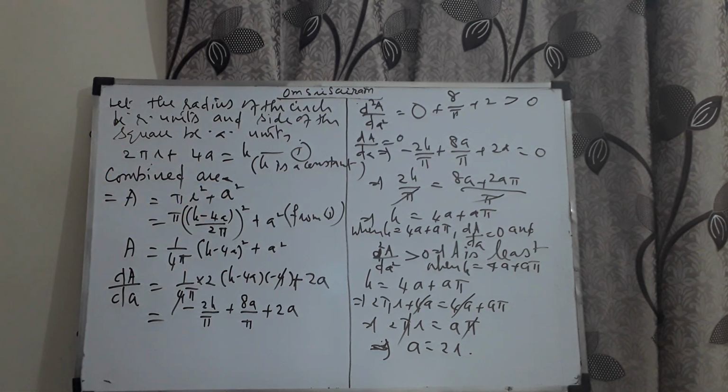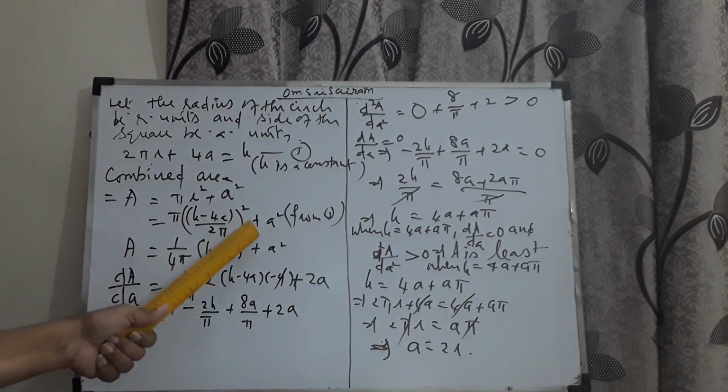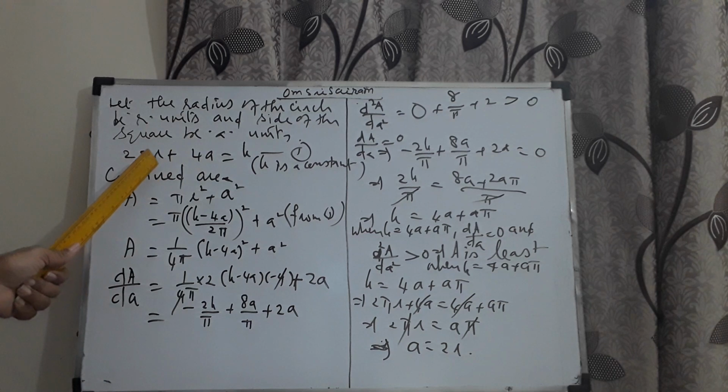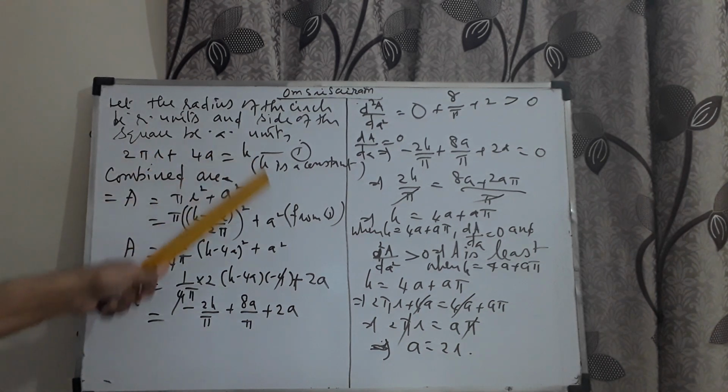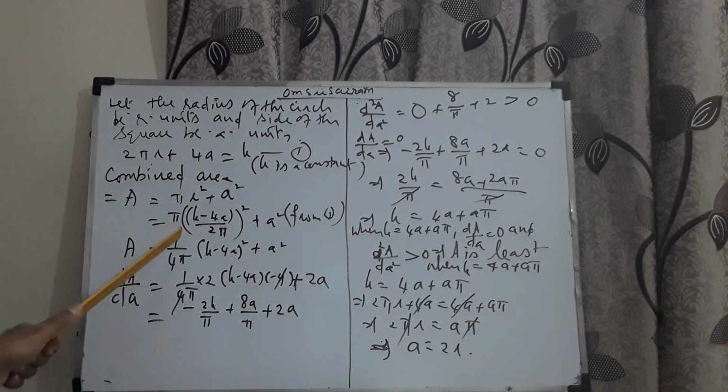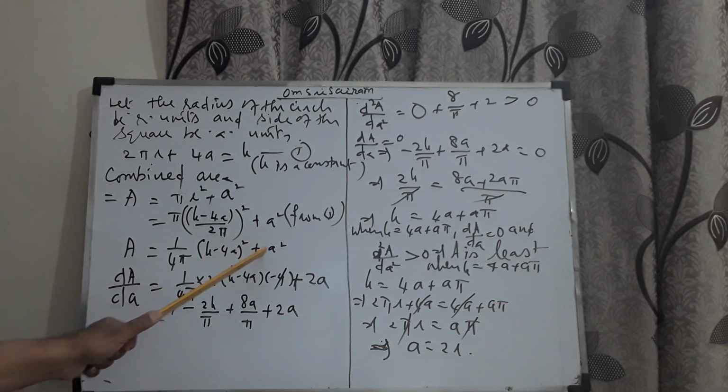Being area, I use capital A. Pi into (k minus 4a by 2 pi) whole square plus a square. This is from 1, I am replacing r by small a from 1, which will be equal to pi by 4 pi square, because 1 by 4 pi into (k minus 4a) whole square plus a square. I am able to get area capital A in a single variable small a.